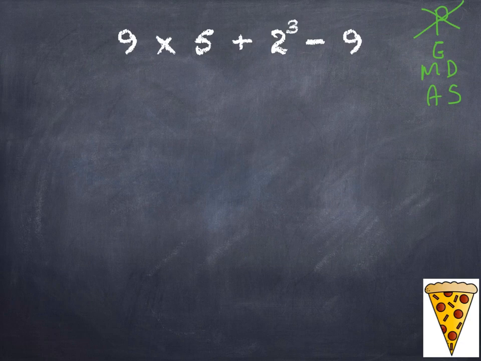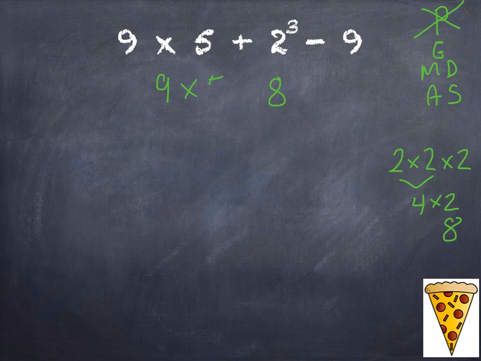2 to the third, I'm going to do down here, is 2 times 2 times 2. My base is 2 and my exponent is 3, so my base 2 is repeated 3 times. 2 times 2 is 4, and then 4 times 2 is 8. So 2 to the third is 8, and then I will rewrite my entire problem.